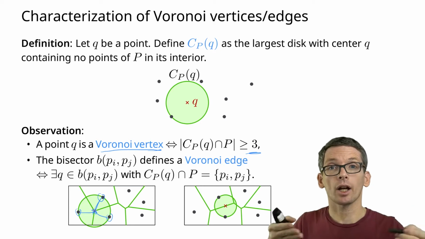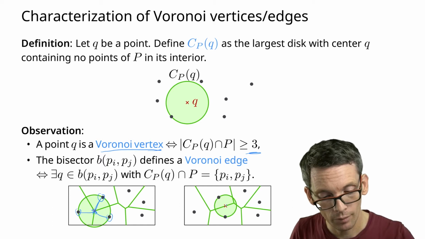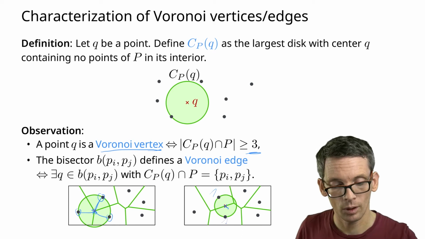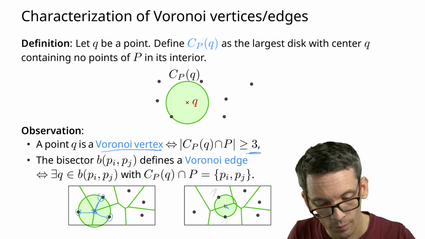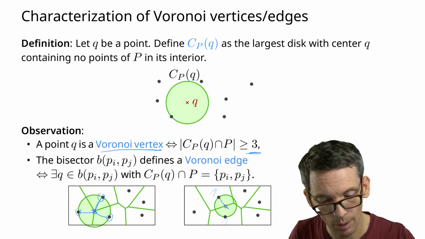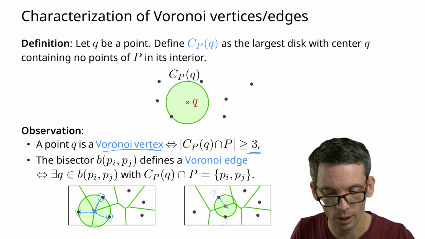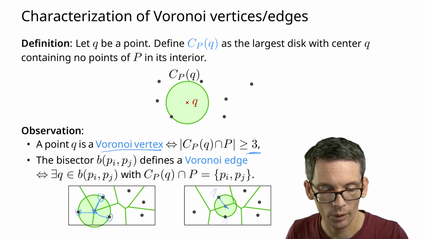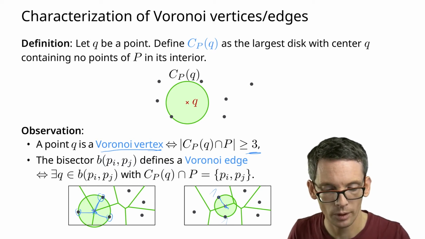For a Voronoi edge, I have 2 nearest neighbors. So what does that mean? It means that this point is on the Voronoi edge of these 2 exactly if these 2 points are the nearest neighbors, meaning if I take the largest empty circle around that point, possibly with points on the boundary, then those 2 points will show up on the boundary. So this is a characterization of Voronoi vertices, 3 points on the boundary, and Voronoi edges, like this circle CP, has 2 points on the boundary.